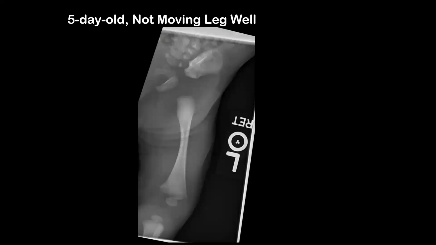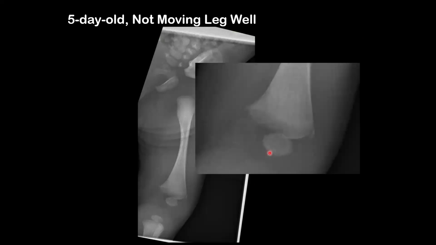So here is a kid who has a femur x-ray. Their history was not moving the leg well. If we zoom in on the distal femur, we see there's a fracture here. This is through the corner of the metaphysis. There's another one on this side. And this is a fracture that's actually very concerning because it's a high specificity fracture for child abuse.